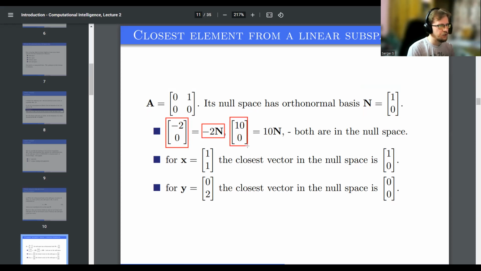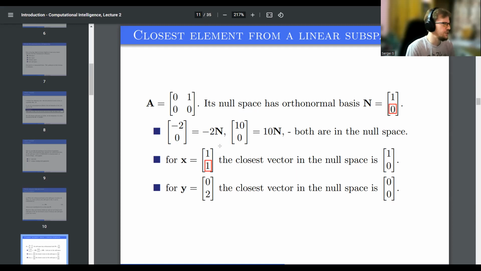Or this example, 1, 0, this is the same as 1, 0. Both of those are in the null space. Okay, fair enough. This vector 1, 1 is not in the null space. Why can I say it is not in the null space? Well, clearly you cannot multiply this by anything to get 1 here. So it cannot be in the null space.